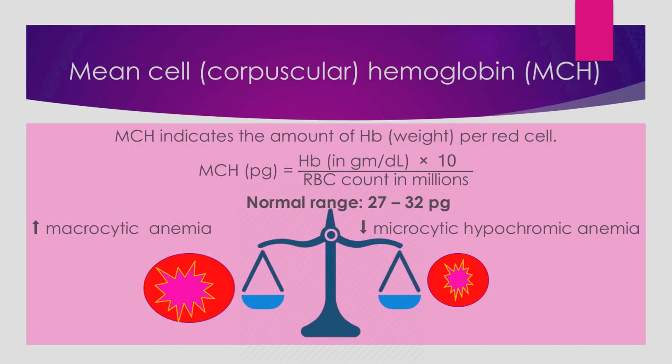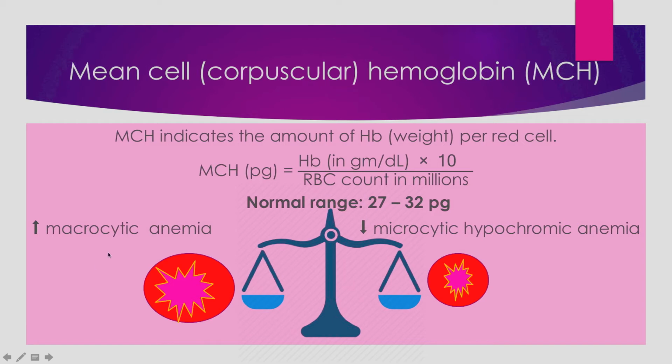Next is mean cell hemoglobin, or mean corpuscular hemoglobin, MCH. What we do now is weigh the RBCs. RBCs are filled with lots of hemoglobin, so actually we are weighing the hemoglobin, the weight of hemoglobin in one red cell. MCH is calculated by hemoglobin multiplied by 10 divided by RBC count in millions. The normal range is 27 to 32 picograms.